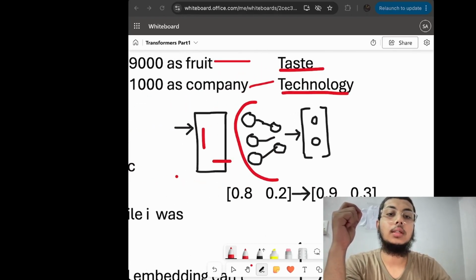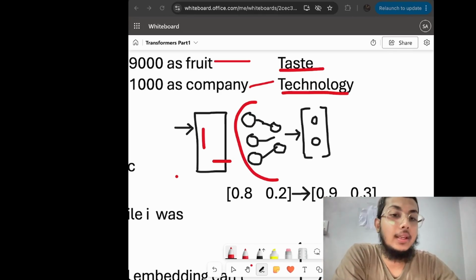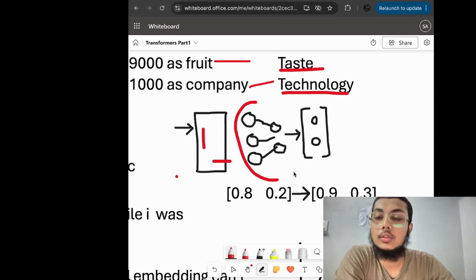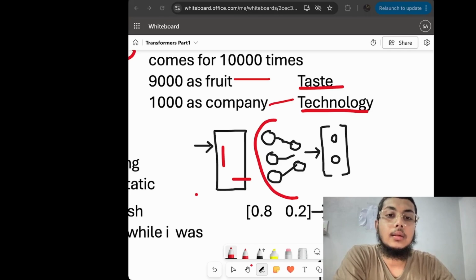So what did this model understand? If you read "an apple a day keeps the doctor away," it seems as if they are talking about apple as a food item. So obviously the taste component will increase. Okay, so it generates the components. Obviously the taste component will increase, and the technology component will be zero.